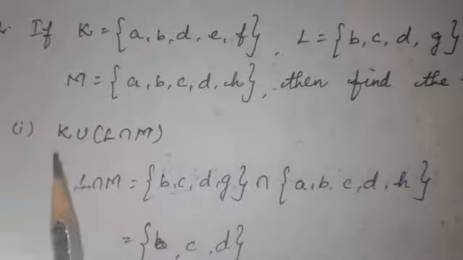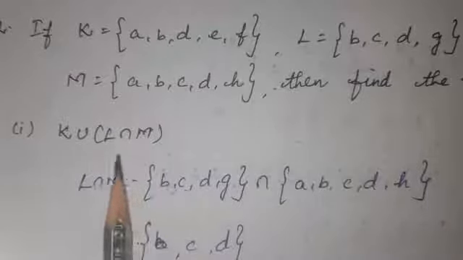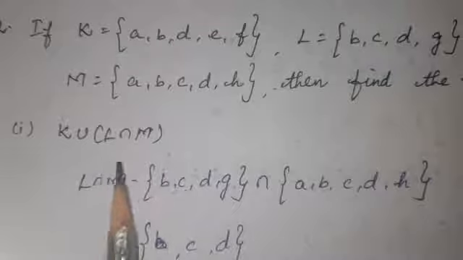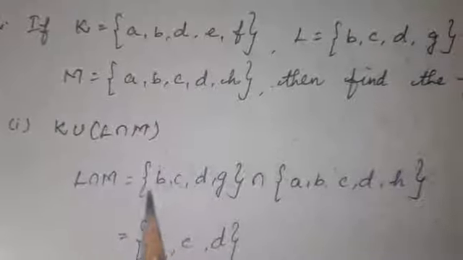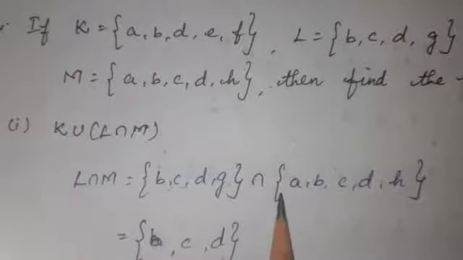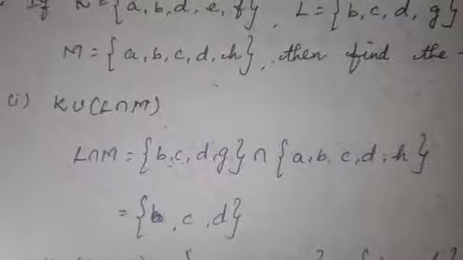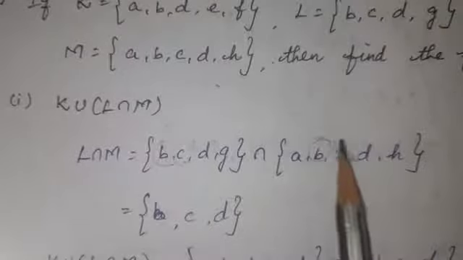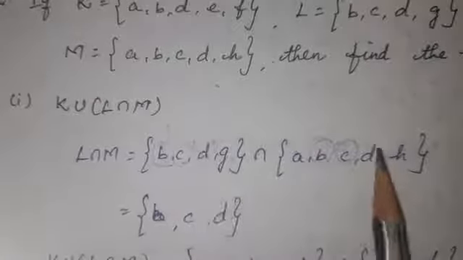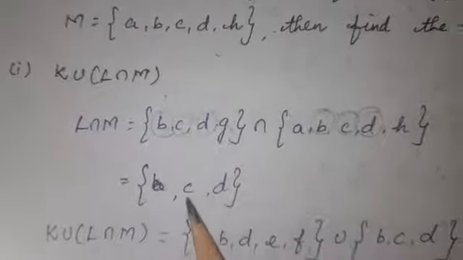The first question is K union (L intersection M). First of all you should find inside the bracket. Inside the bracket is what? L intersection M is equal to L set, you should write it, intersection M set. Intersection means what? Common elements. What are the common elements? B is present in both sets. Next C is also present in both sets. Next D is present in both sets. Therefore the answer is {B, C, D}.